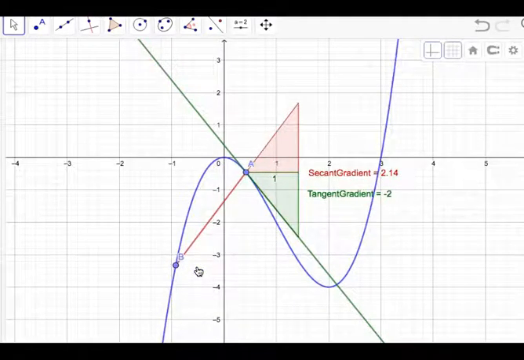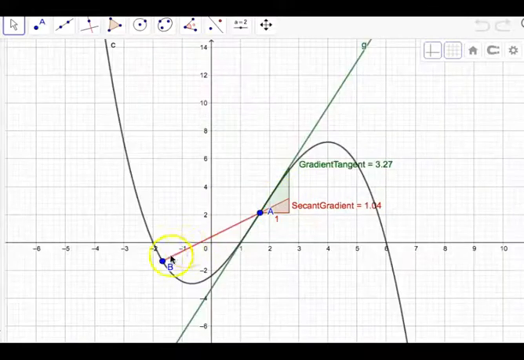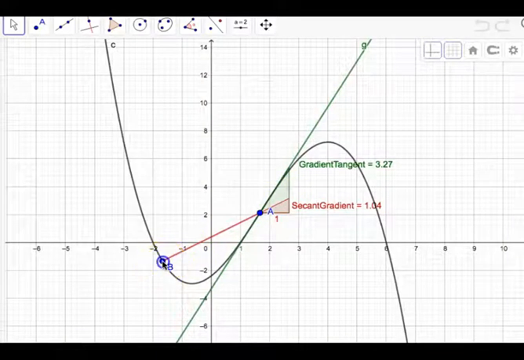So the gradient approaches the value of, it doesn't matter, on our one it was -2. So the gradient of the secant approaches the value of -2, therefore the gradient of the tangent is -2. Example for activity 5, this is activity 5, not 4.